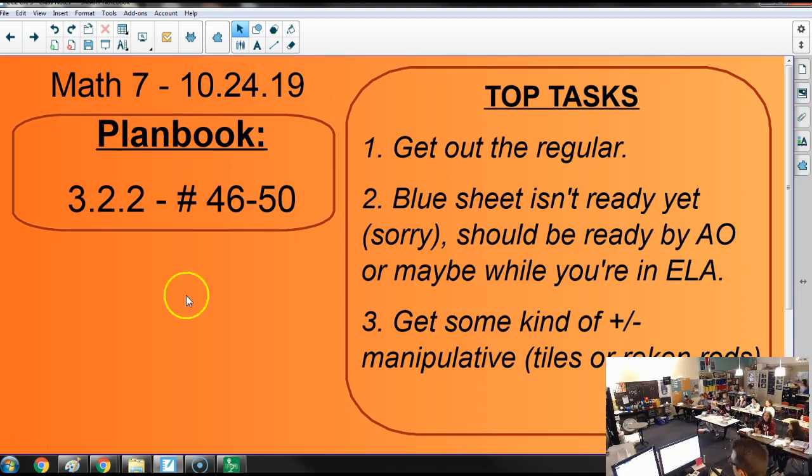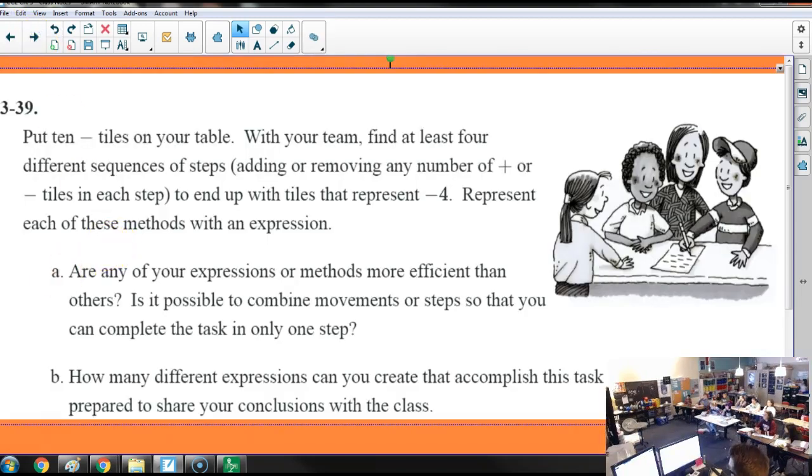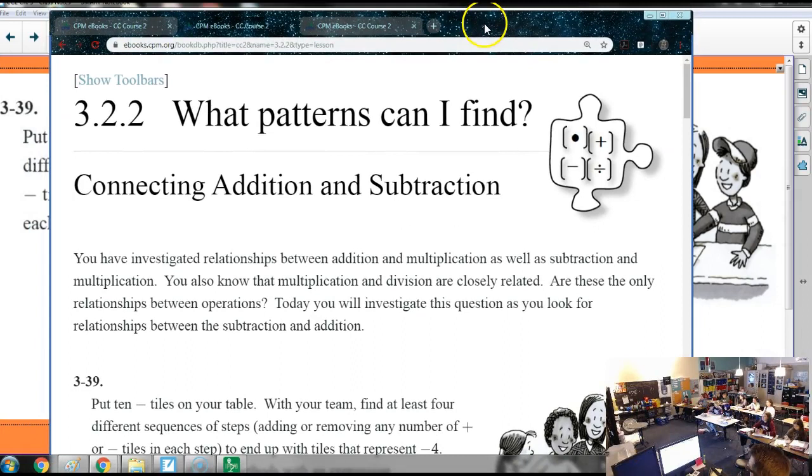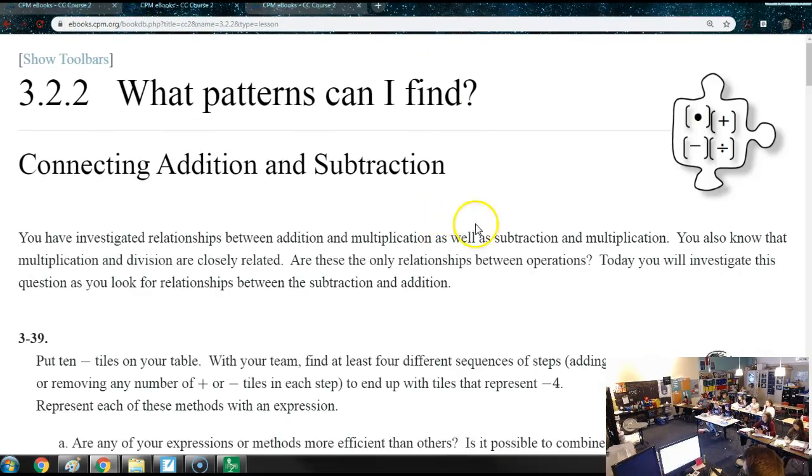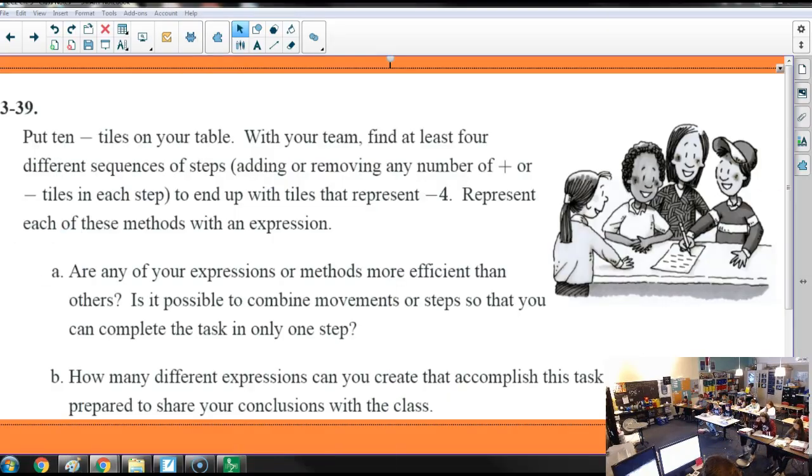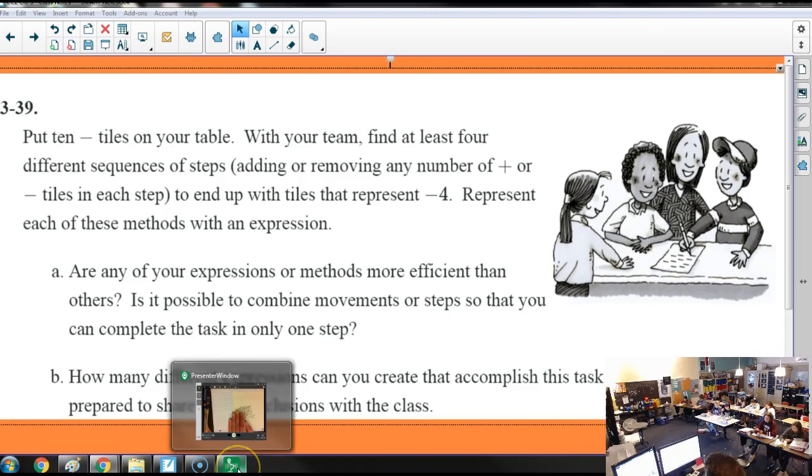All right, so today we are connecting addition and subtraction. Sorry, I don't have the header there, but I do over here. So if you would like to head your paper, because that would be awesome, connecting addition and subtraction. Now we're going to start by putting 10 negatives on our table. So whether you're using reckon rods or the positive negative tiles, please get out 10 negatives.